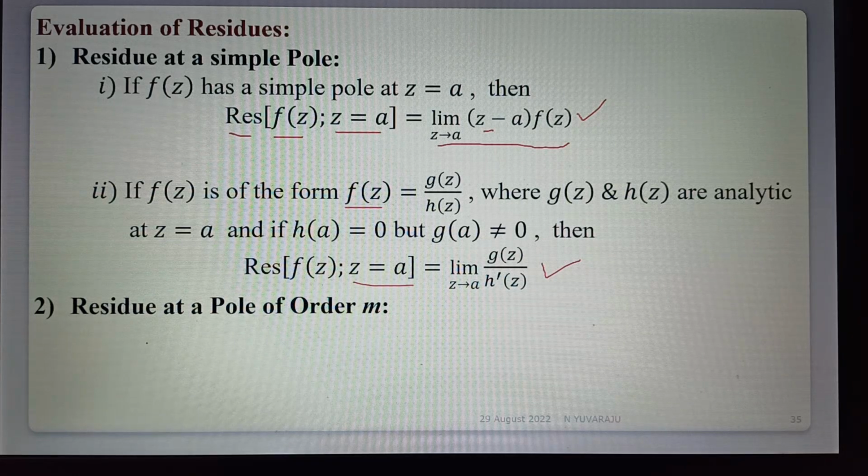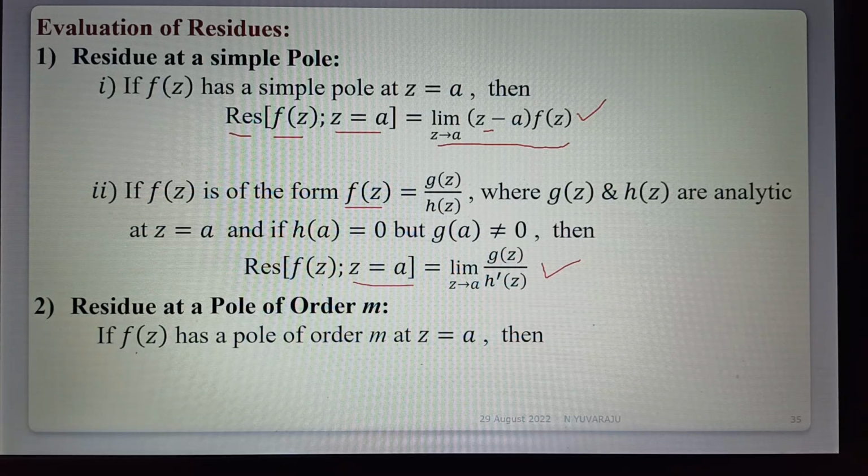Residue at a pole of order m. In case the pole is repeated m times, that is (z minus a) to the power m, the pole a is repeated m times, then how do we find the residue?